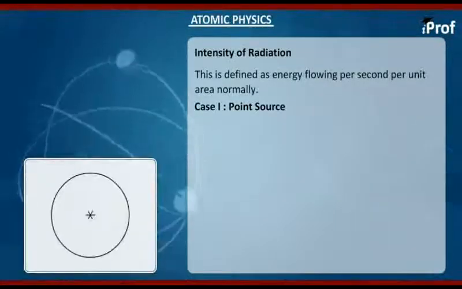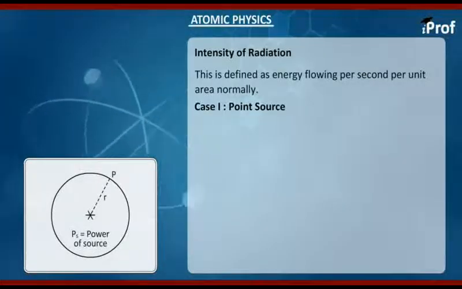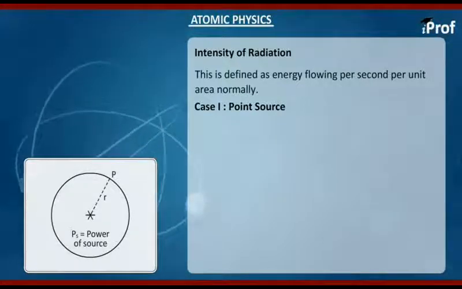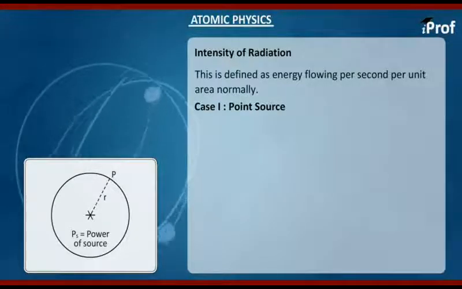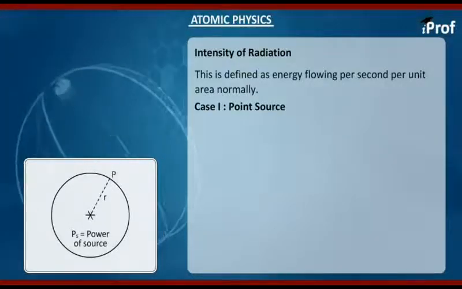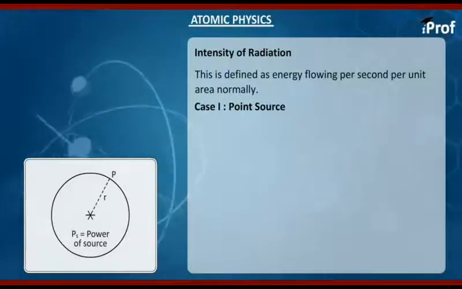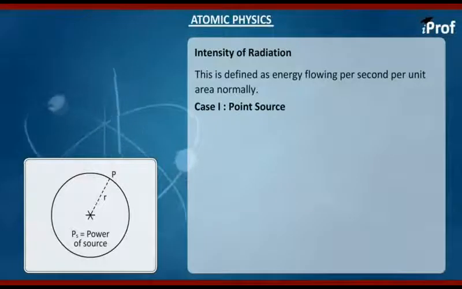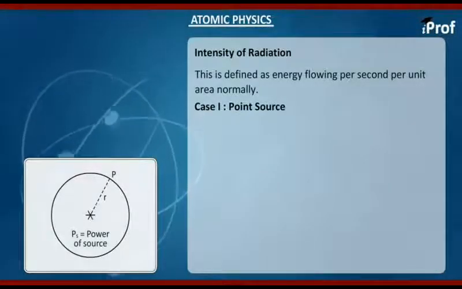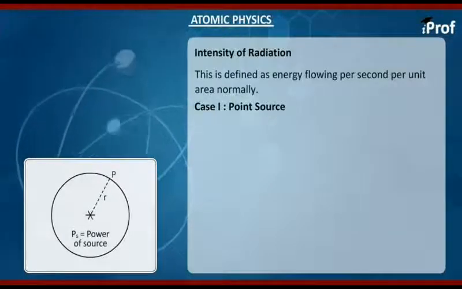Let's say the source of radiation is point 1. Now we can imagine we have a bulb of 40 watt. When I say the power of the bulb is 40 watt, it means the bulb is emitting 40 joule of energy per second. This bulb can be approximated as a point source. Now we are interested in the expression for intensity at a distance r away from the bulb.